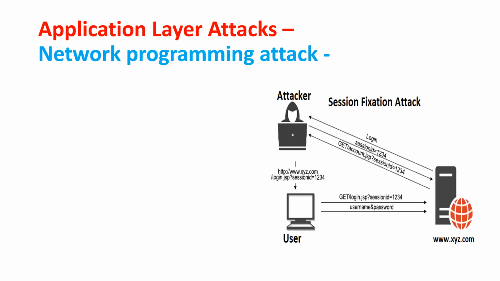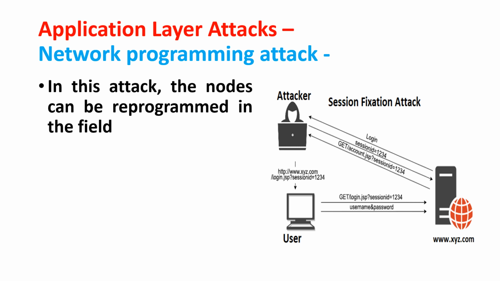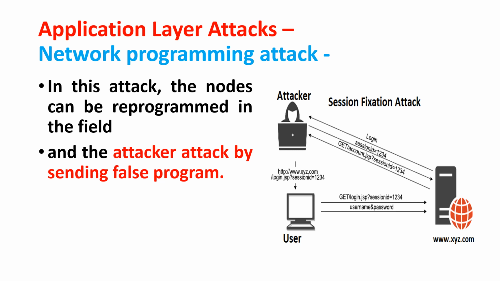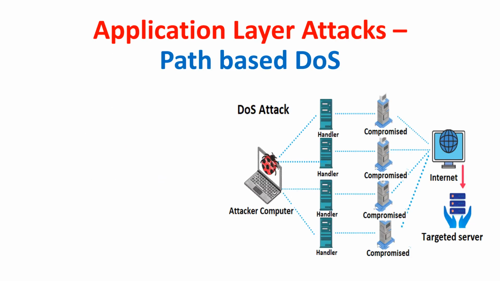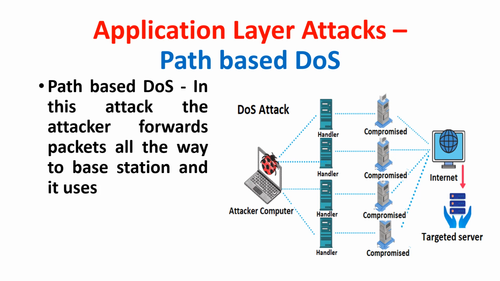Network programming attack. In this attack, the nodes can be reprogrammed in the field and the attacker attacks by sending a false program. Path-based denial of service. In this attack, the attacker forwards packets all the way to the base station, and it uses network bandwidth and node energy.